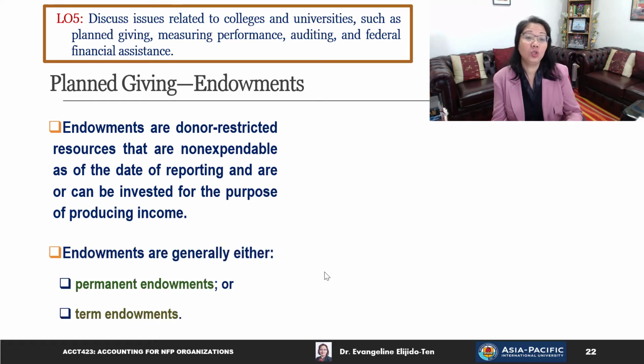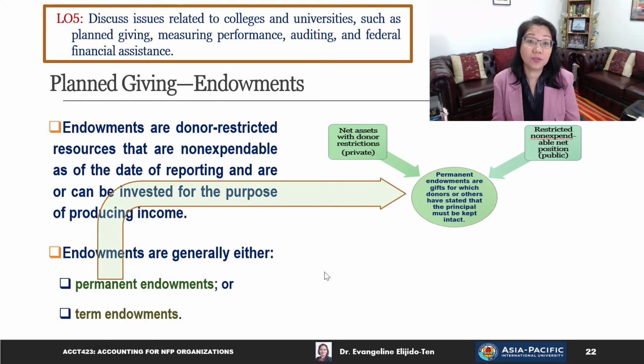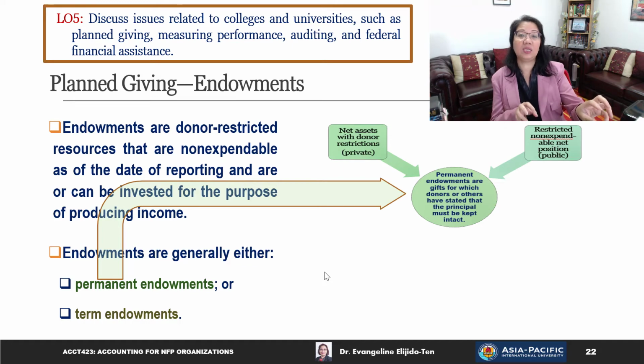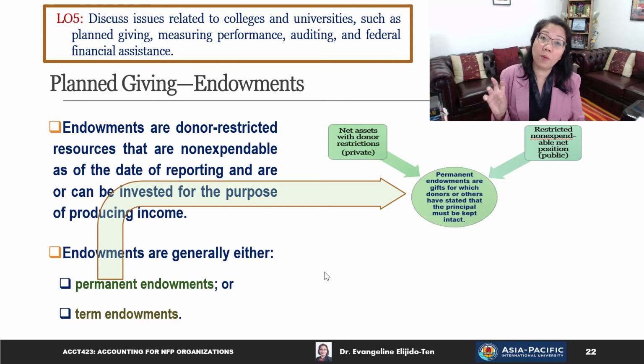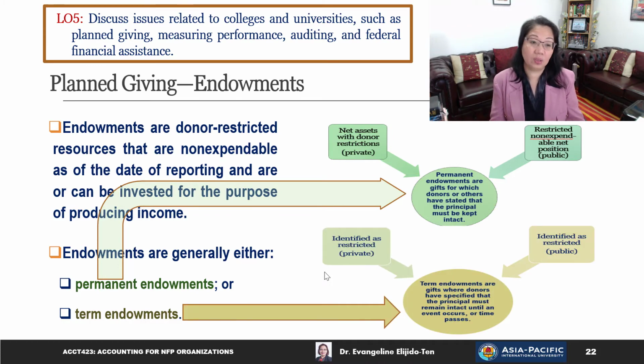There are generally 2 types of endowments: the permanent endowments or term endowments. Permanent endowments are gifts for which the donors or others have stated that the principal must be kept intact. Permanent endowments, from the point of view of private colleges and universities, will be net assets with donor restrictions. But from the point of view of public colleges and universities, this will be considered restricted, non-expendable net position.